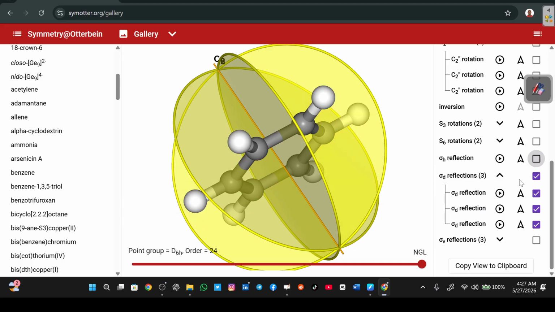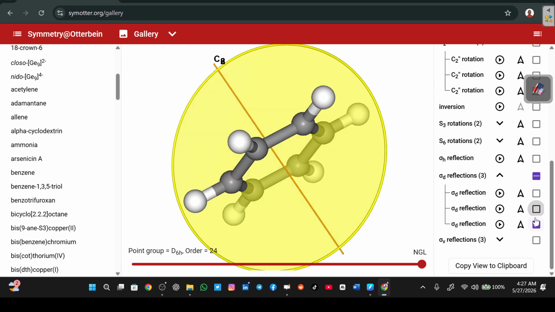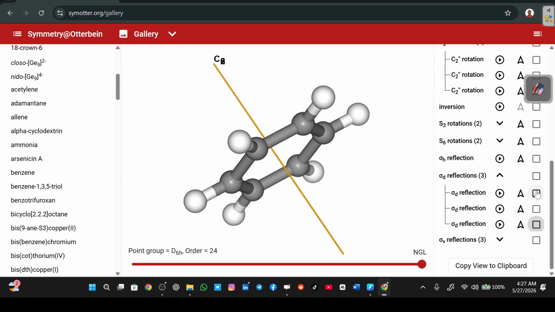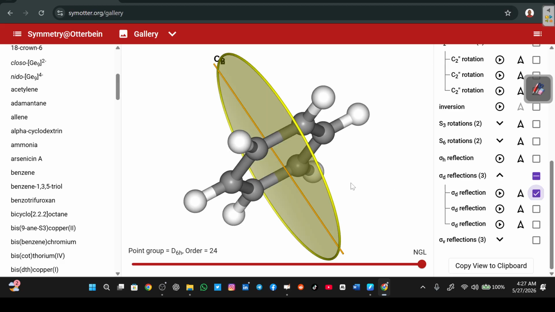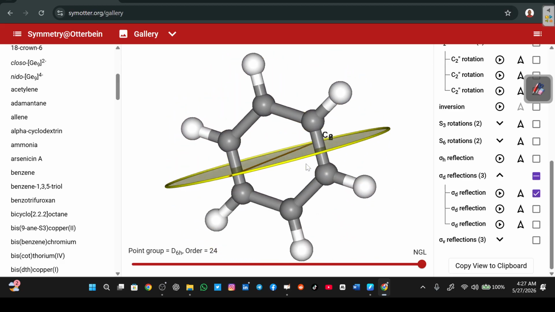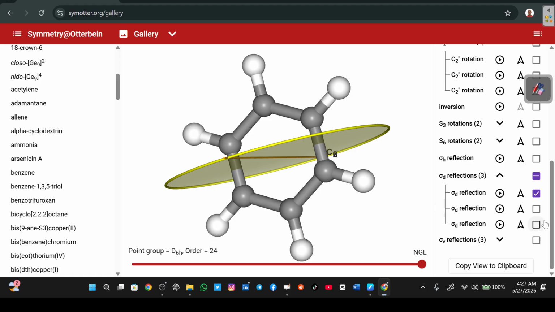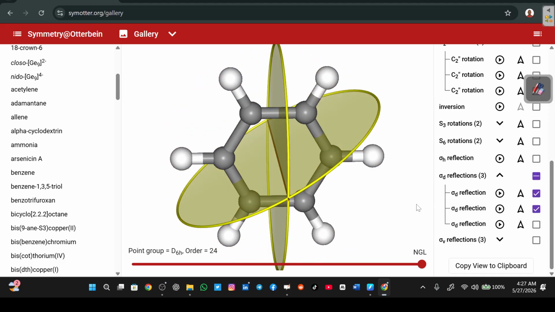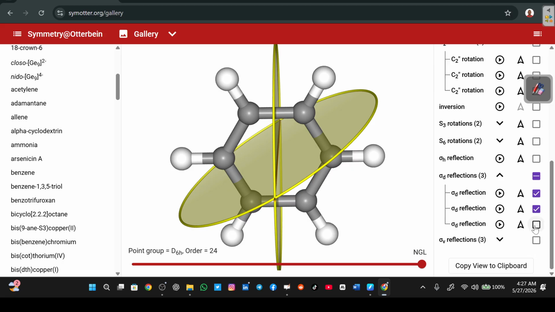So let me unmark that. So the first dihedral plane, that's the first dihedral plane. That's the second dihedral plane. And the third dihedral plane, that's the third dihedral plane.